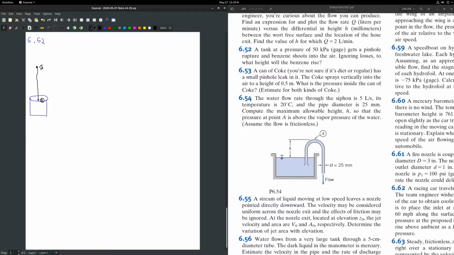Now what we're first going to want to do is draw the streamline, so from point 1 to point 2 right there, and then write down Bernoulli's equation. Now Bernoulli's equation again is P1 plus 1/2 rho V1 squared plus rho G H1 or Z1 is equal to P2 plus 1/2 rho V2 squared plus rho G Z2.